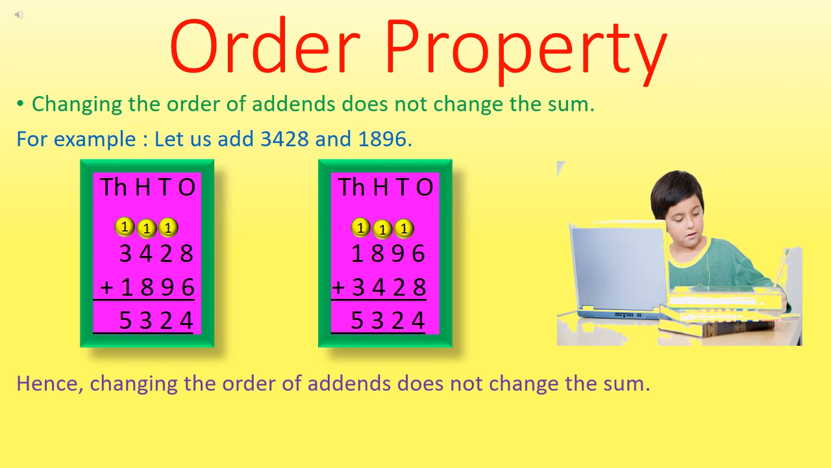First of all, we will write 1896 and then we will write 3428. And let's add them and check whether the answer is same or not. 6 plus 8 which are in ones column, 6 plus 8 becomes 14. We write 4 in ones column and carry 1 to tens column.